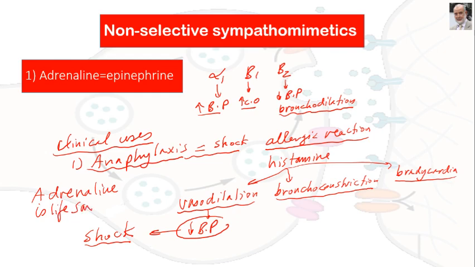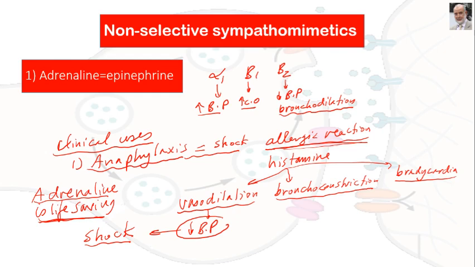Why is it life-saving? Just think with me. Why is adrenaline life-saving in this case? Because if this patient who is subjected to an allergic reaction is not treated immediately, he might die. He might die from severe respiratory arrest due to severe bronchoconstriction. He might die from the shock because of the severe drop of blood pressure. He might die from cardiac arrest. So in this case, we give adrenaline.